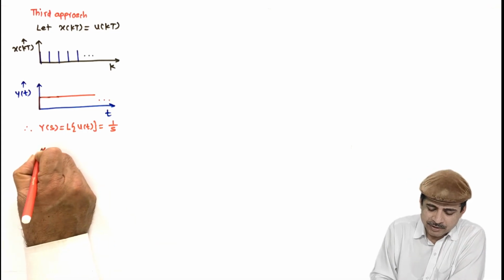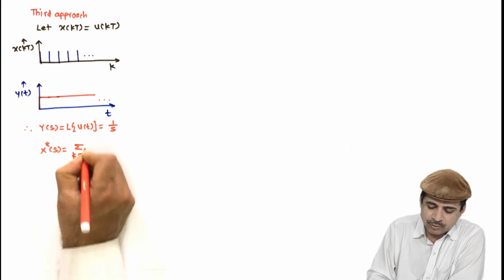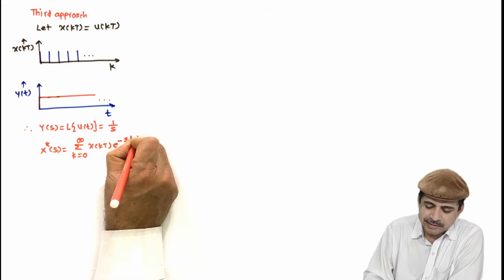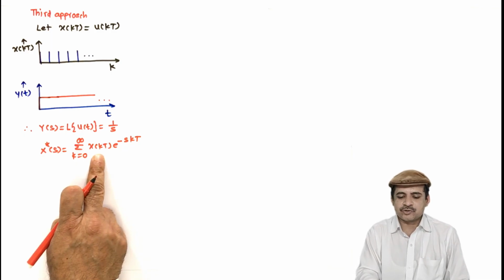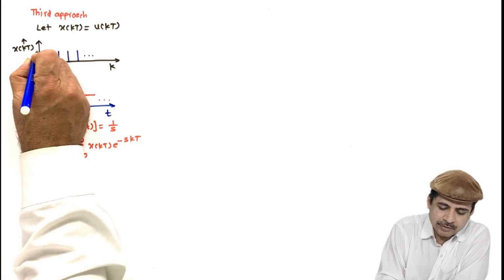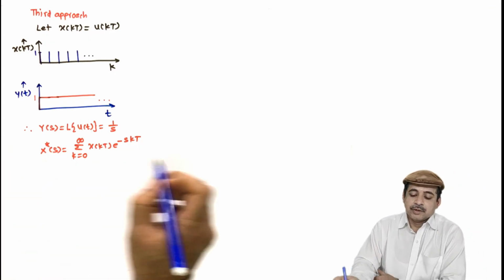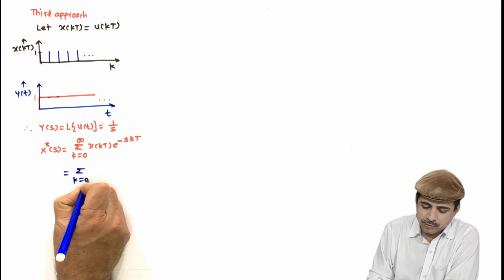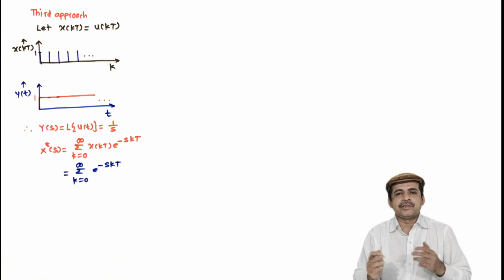And the star Laplace transform x star s, by definition, is summation k equal to 0 to infinity x of kt e raised to minus skt. This is the definition of the star Laplace transform. And here what is x of kt? X of kt is 1 for all k. So this will be equal to summation k equal to 0 to infinity e raised to minus skt, because x of kt is equal to 1 at every instant.